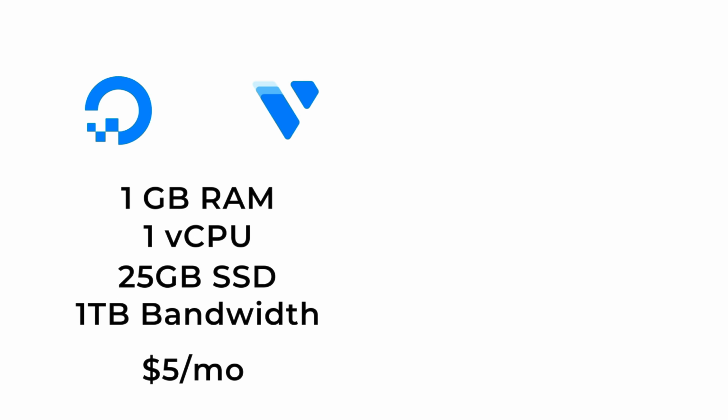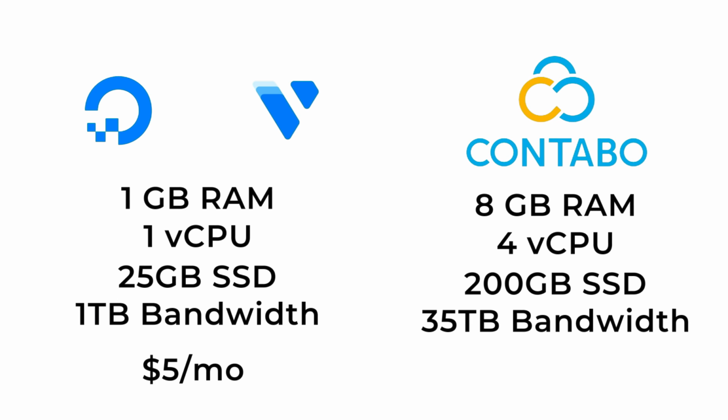Previously I've used services such as DigitalOcean and Vultr, which are fine at around $5 a month. However, I found a different host which has 8 times the RAM, 4 times the computing power, 8 times the storage, and 35 times the bandwidth for just $7 a month, which is only $2 more. So this is by far the best deal that I've seen, so I wanted to make a video showing you how you can host your Discord bot easily on their servers.